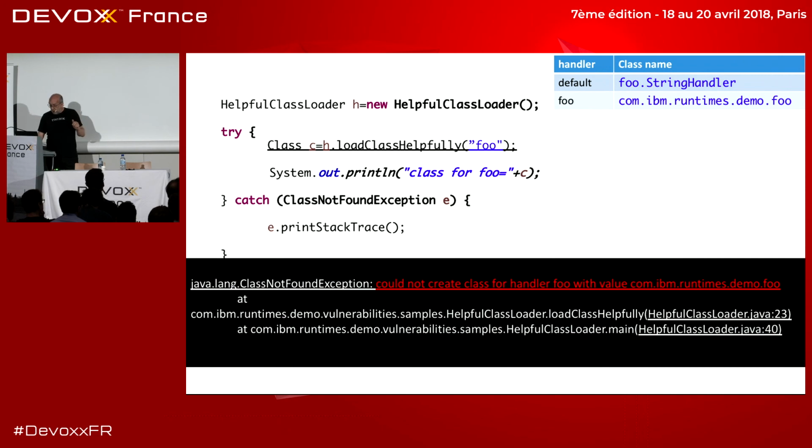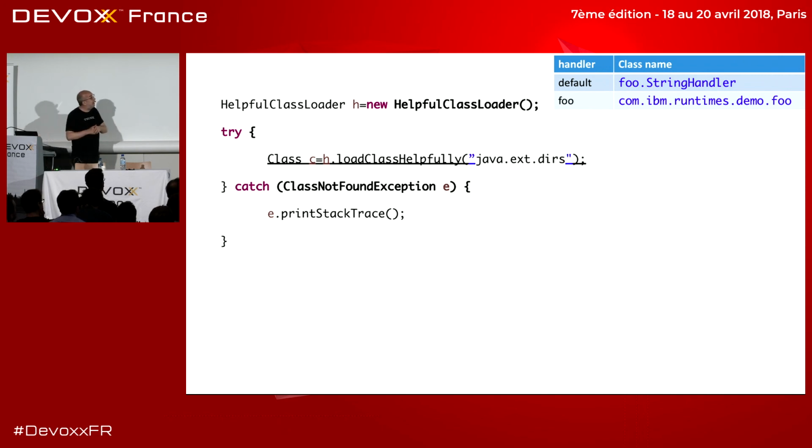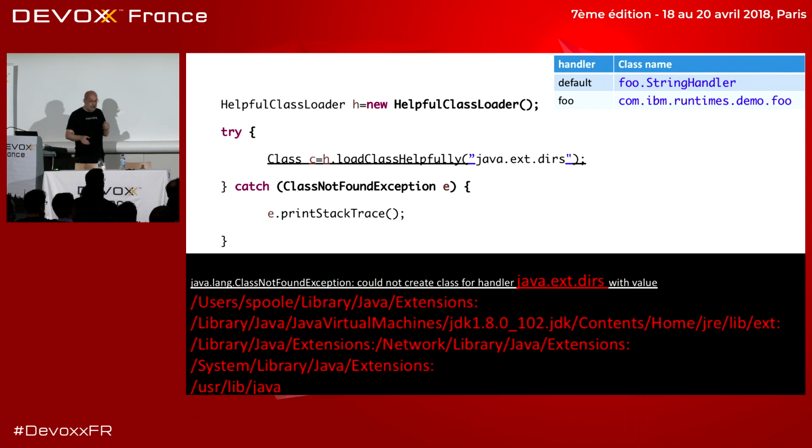Now, if I'd been a bad guy, I might have tried something like this, java.ext.dirs. So when I run that, I get that. I get some dump in my extension directory. Okay, we'll just finish this off and then we'll talk about it.